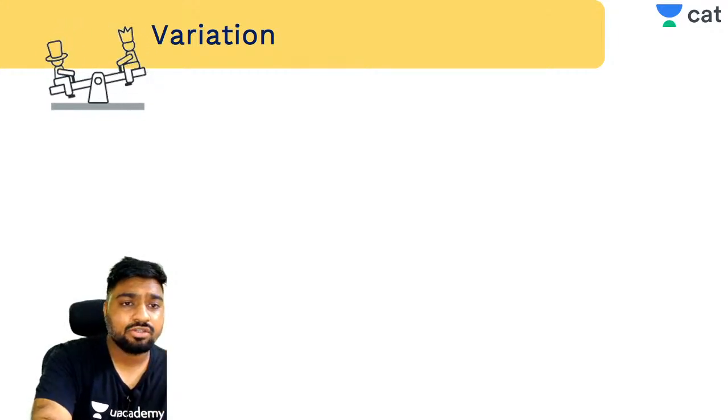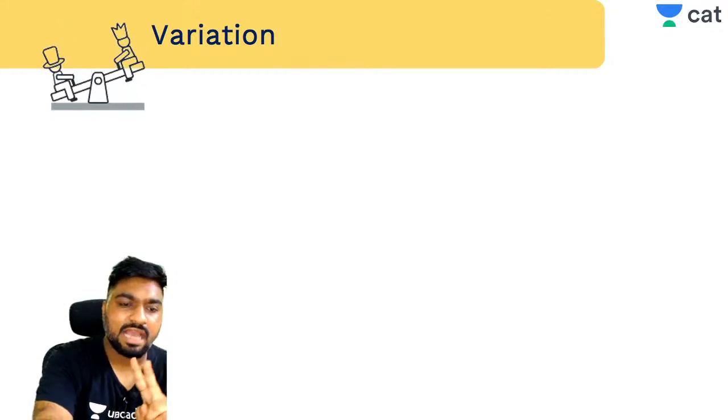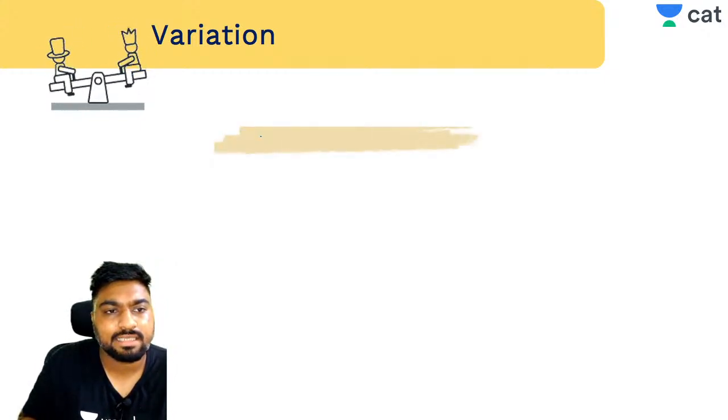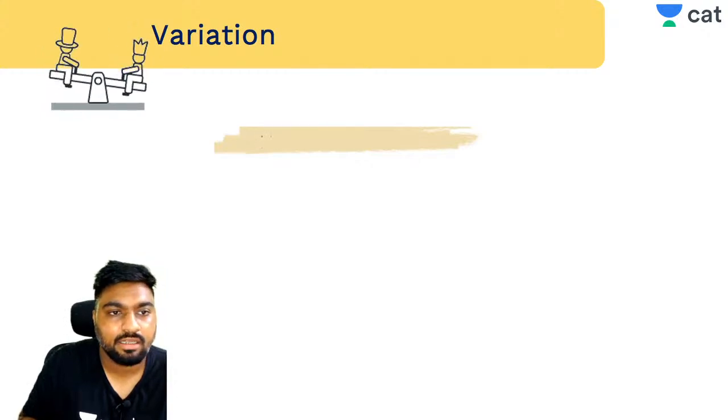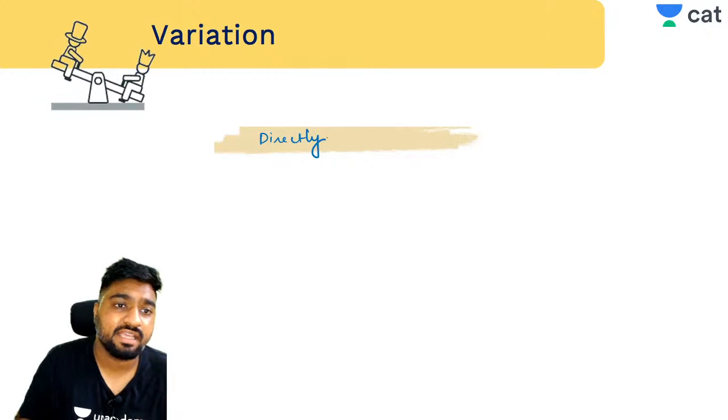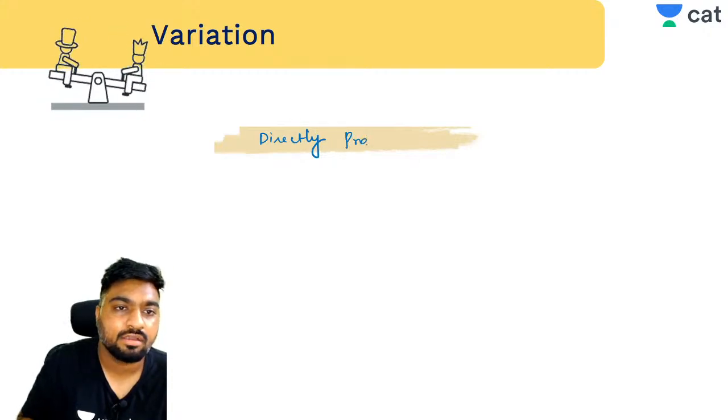तो variation जो होता है दो तरीके से होता है. Variation happens in two ways. One, when two entities are directly proportional, right? When two entities are directly proportional, that means the variation is also direct variation.